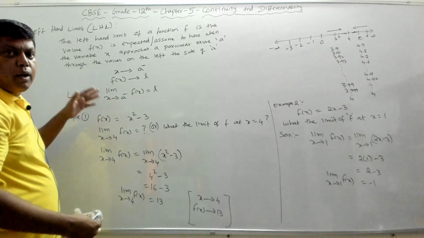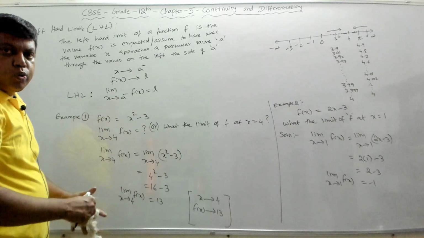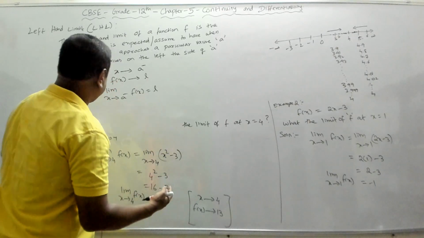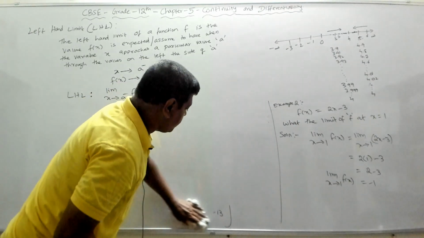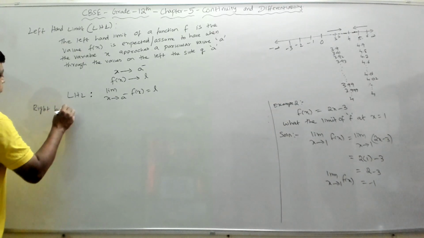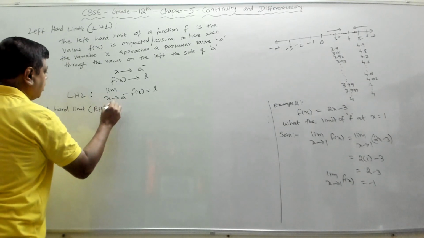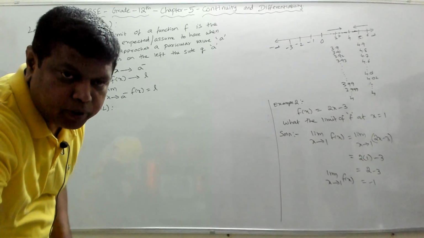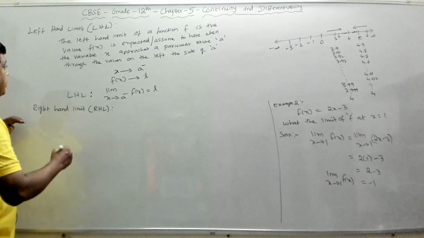Right? I will give you an example to explain left hand limit and right hand limit. First we will try to understand the definition, then we will go to examples. That way you will be able to understand what the left hand limit and the right hand limit are. Now we will write the definition of right hand limit, which we call RHL.